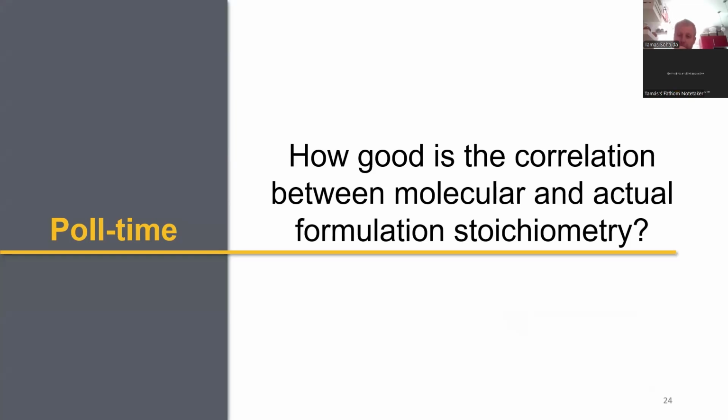What do you think, in your opinion, how good is the correlation between the molecular stoichiometry, what I showed, that usually it's one active ingredient fitting into one cyclodextrin, and the actual stoichiometry that we use in the product? Do you think it's in a good correlation, or that correlation is not as good?